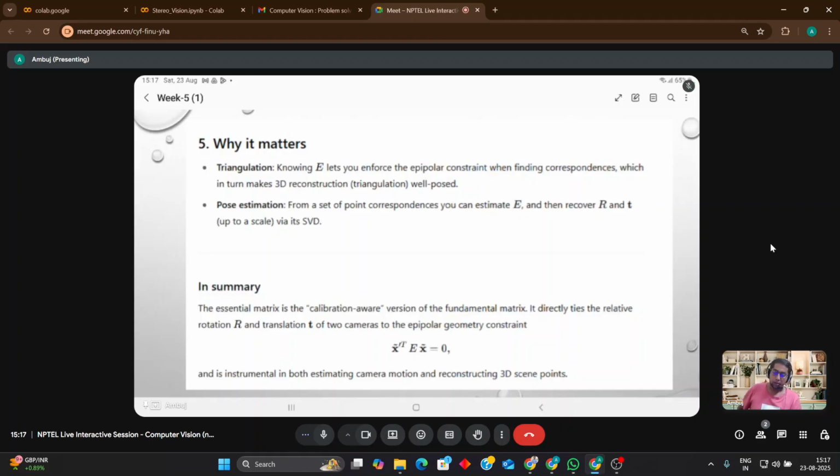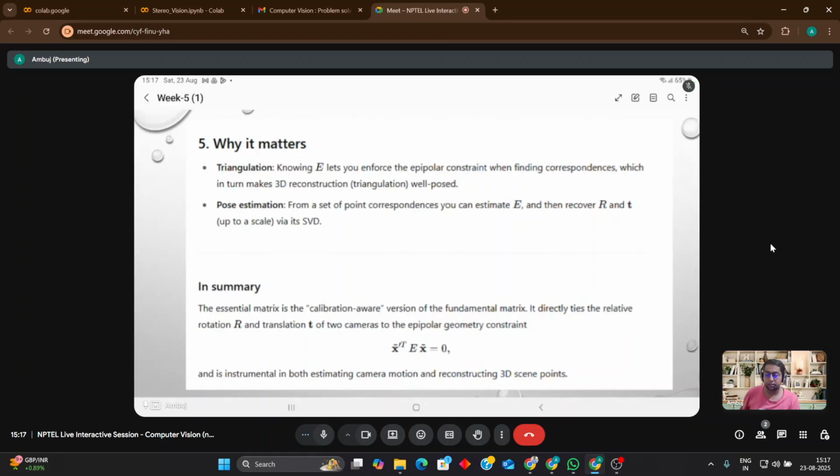So, triangulation: knowing E, the essential matrix, lets you enforce the epipolar constraint when finding the correspondences, which in turn makes the 3D reconstruction or the triangulation well posed. For your pose estimation, from a set of point correspondences you can estimate E, then recover R and T via its SVD, the singular value decomposition.